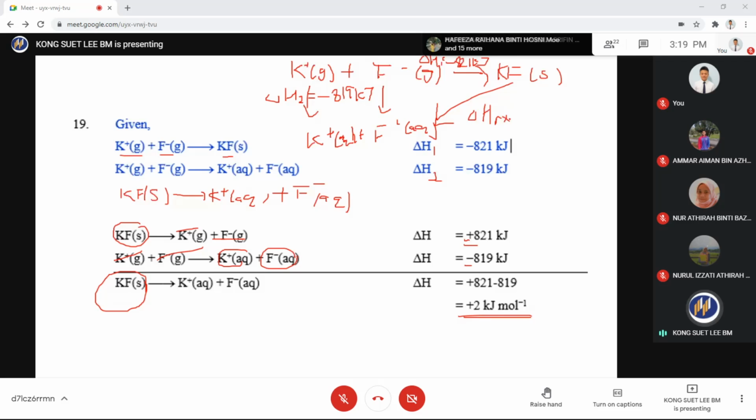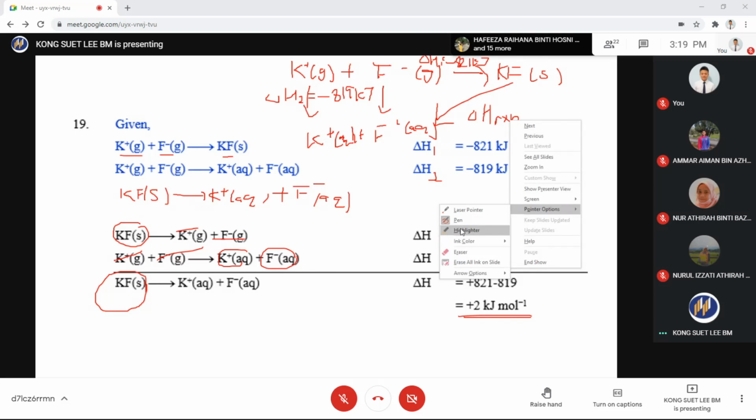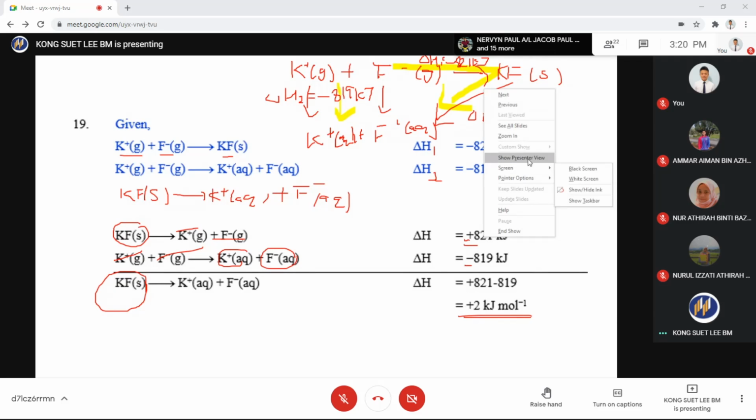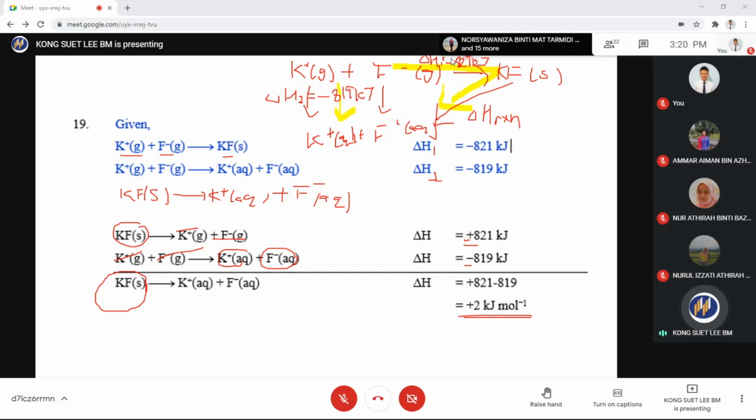Okay, so now you check. Now you check the arrow. So it's like this. Here like this. So meaning that the enthalpy of the lattice energy formation plus the reaction equals the hydration.